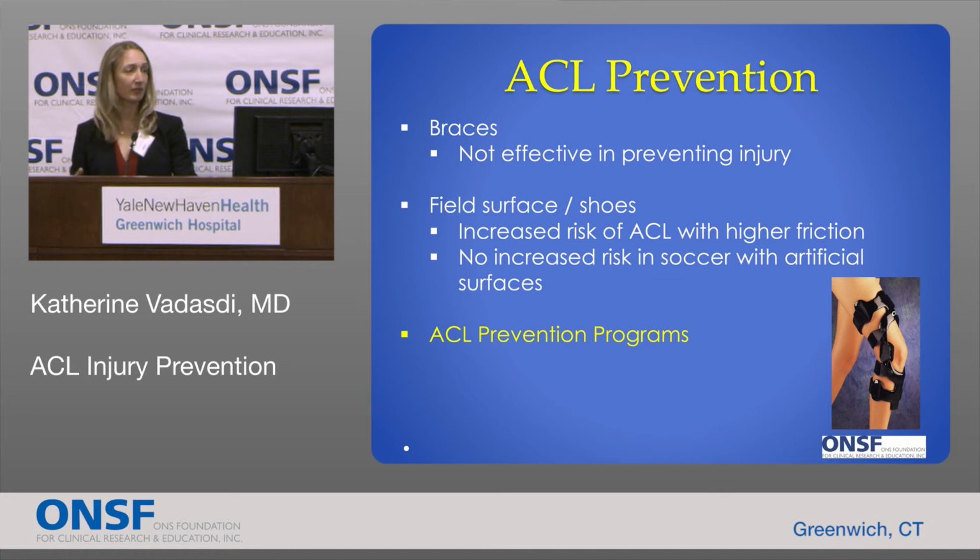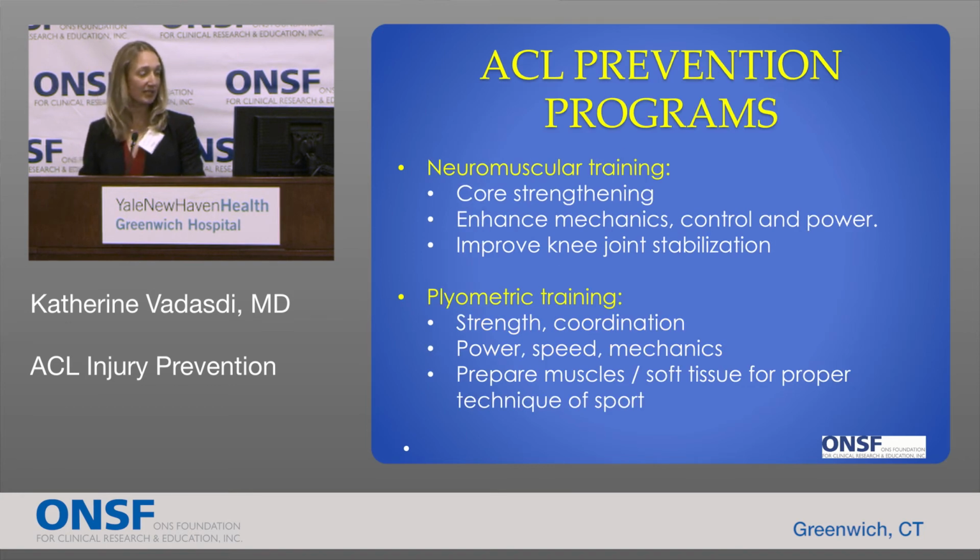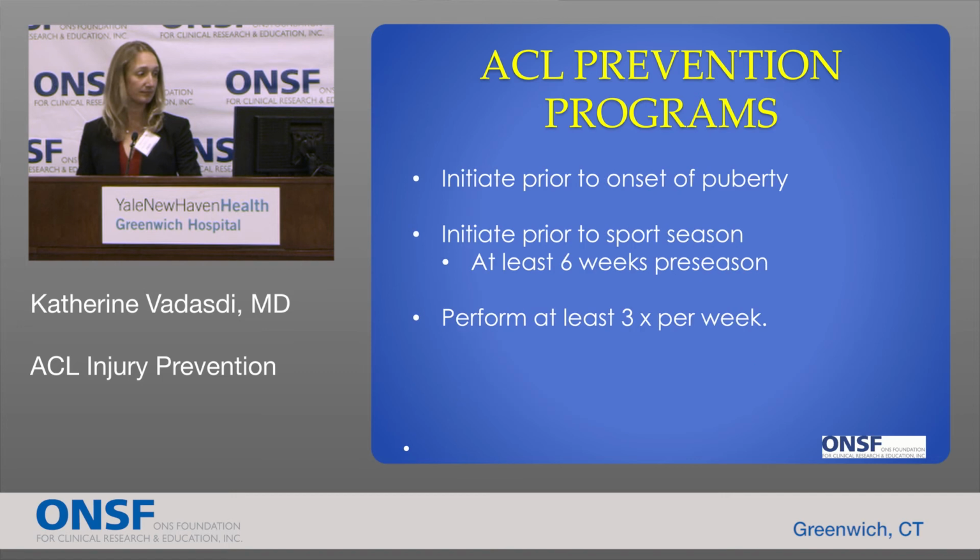So the main thing that we can really address are the mechanics, the strength, the core strength, the hamstring strength, and the position that our athletes are in when they land and jump. So the ACL prevention programs focus on two main categories: neuromuscular training and plyometric training. In the neuromuscular training, they're going to focus on core strength, enhancing the mechanics, control, and power, and improving the stabilization of the knee joint. The plyometric training is going to look at strength, coordination, power, speed, and mechanics, and it's really preparing the soft tissue, the muscles, for the technique of the specific sport.